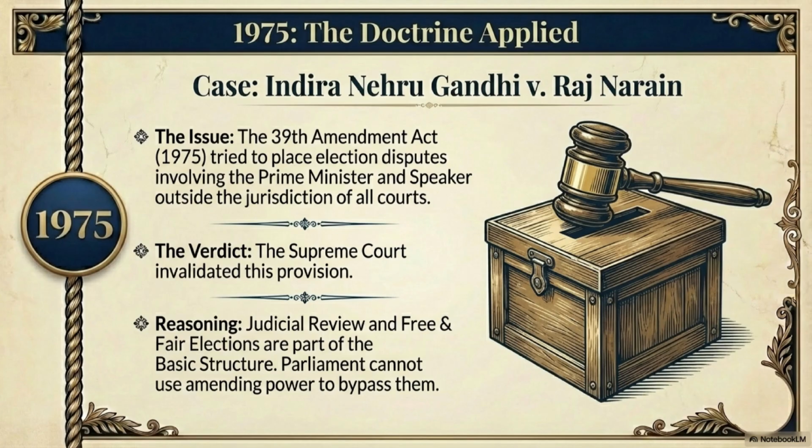Makes sense. If you take away the court's ability to adjudicate an election dispute, you are damaging the mechanism of free and fair elections. You are destroying the rule of law by saying the law doesn't apply to certain individuals in the same way. So even though Parliament followed the correct procedure to pass the amendment, they had the majority, they did the paperwork, the content of the amendment was invalid because it broke the foundation. Correct. This was the first time the Basic Structure Doctrine was used to strike down a constitutional amendment. It proved that the doctrine wasn't just a theory, it had teeth.